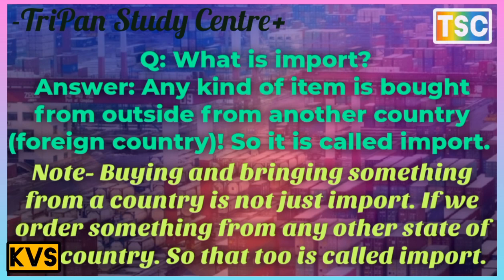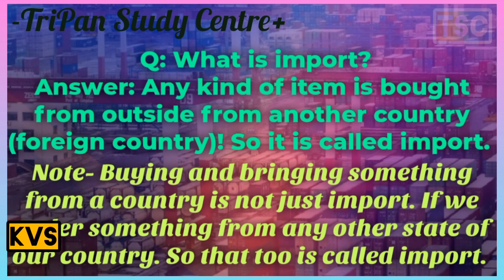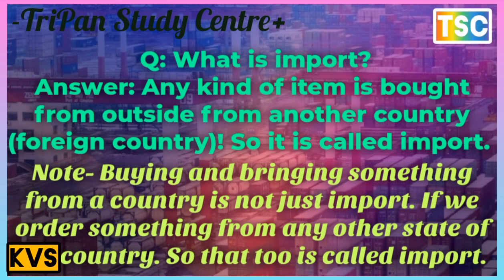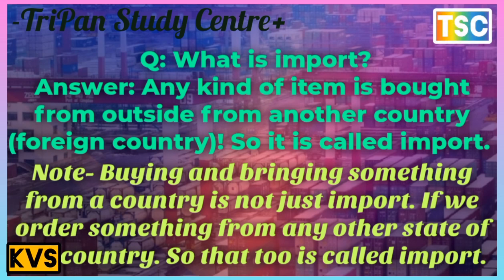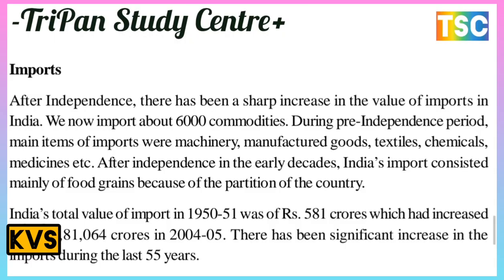During the pre-independence period, the main items of import were machinery, manufactured goods, textiles, chemicals, and medicines. After independence, in the earlier decades, India's imports consisted mainly of food grain because of the partition of the country. India was importing food grain.